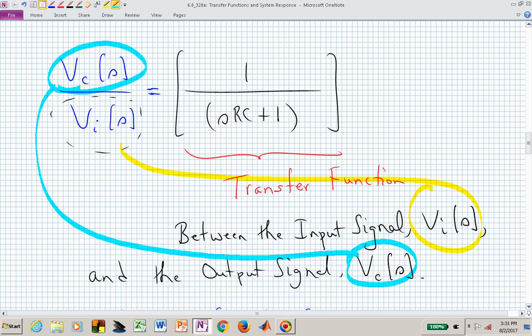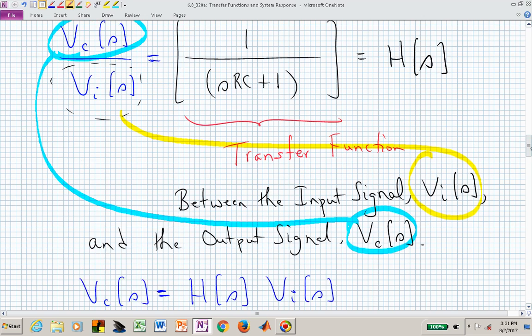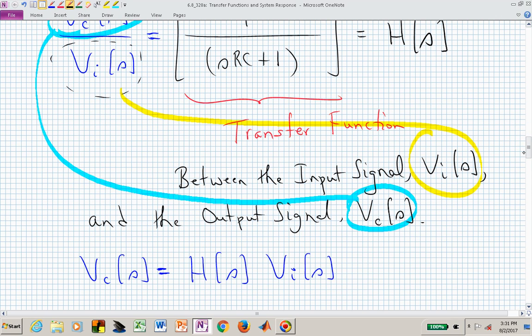That now gives us our transfer function, which a lot of times we will simply express or label as a variable capital H of S. So now we have, if we multiplied back through by V sub I, we also have another way of connecting the output to the input. We now have the output signal is equal to the product of the transfer function, that's our low-pass filter, H of S, with the input signal's Laplace transform V sub I of S.